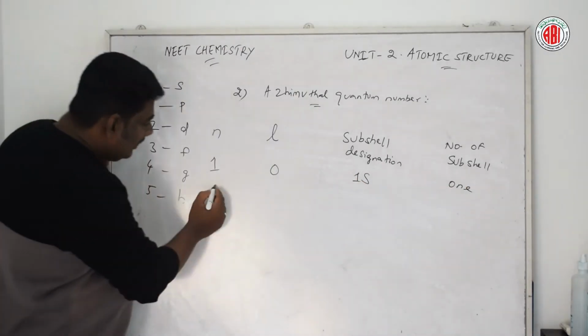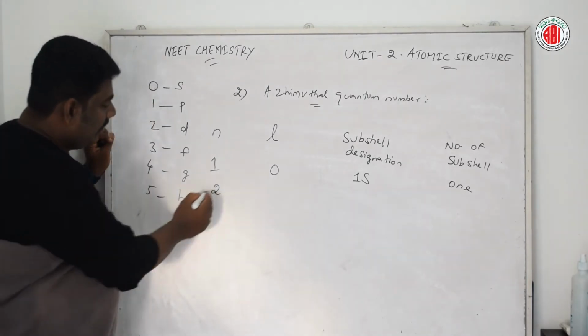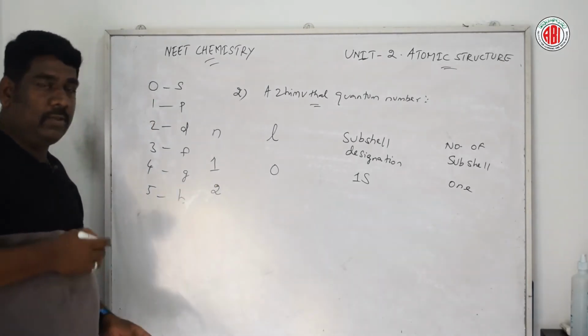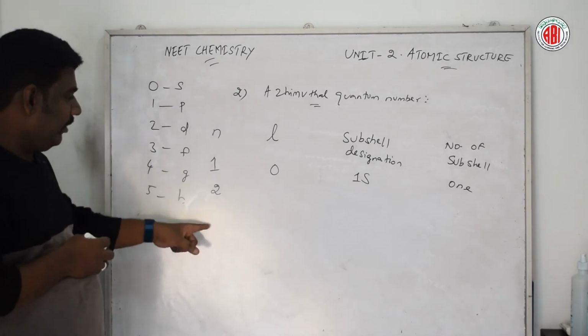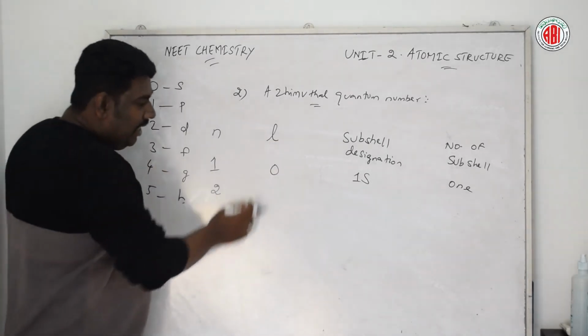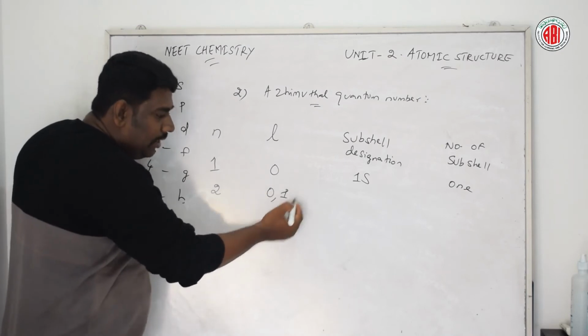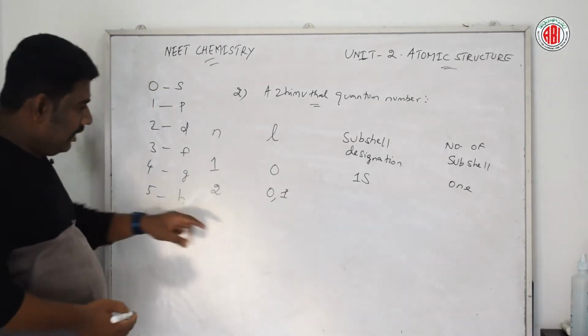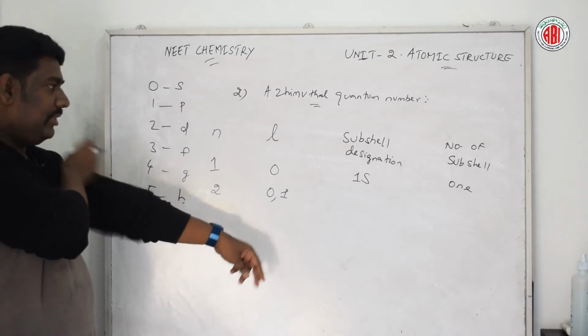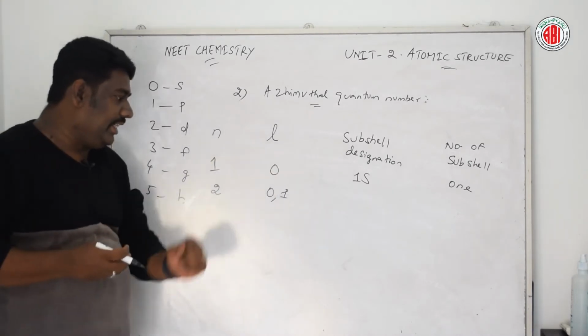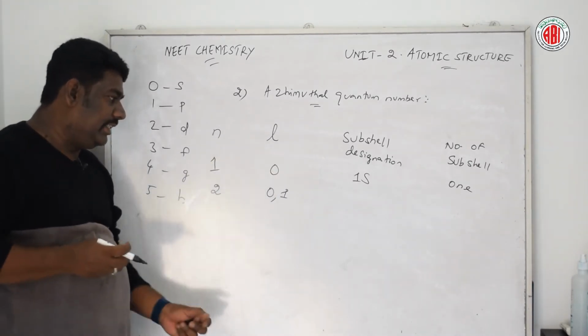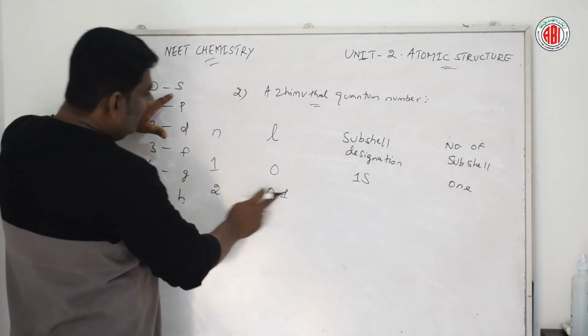Talking about the second principal quantum number, the n value is 2. The L value starts from 0, so 0 and 1. It always starts from 0: 0, 1, 2, 3. Now let us talk about the subshell designation here. 0 is nothing but s.